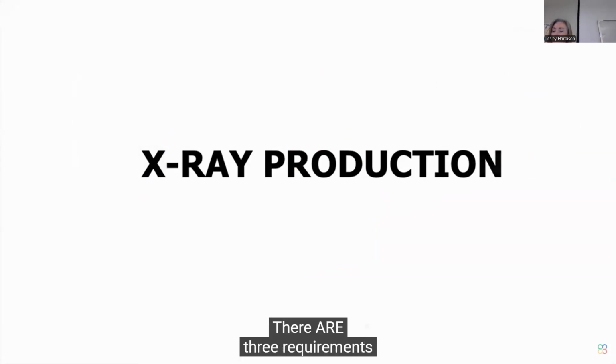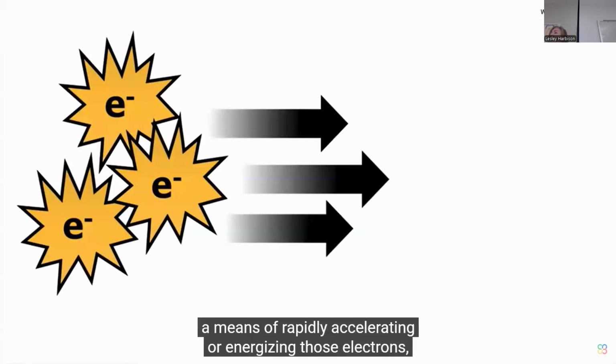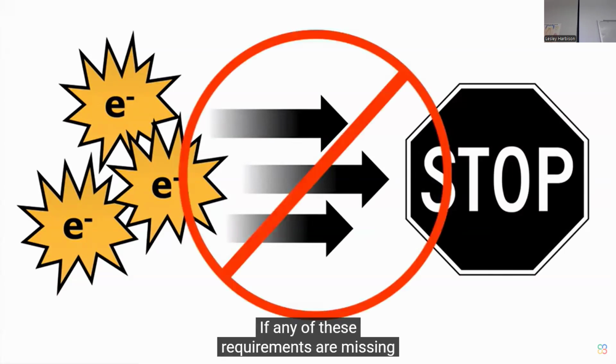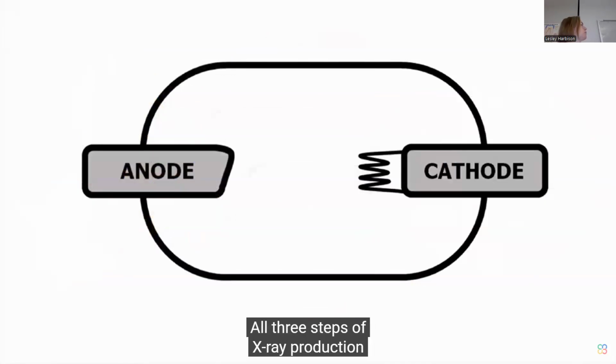There are really 3 requirements of X-ray production: a source of electrons, a means of rapidly accelerating or energizing those electrons, and finally a means of rapidly decelerating or de-energizing those electrons. If any of these requirements are missing, X-rays will not be produced. In radiography, all 3 steps of X-ray production take place inside of the X-ray tube.